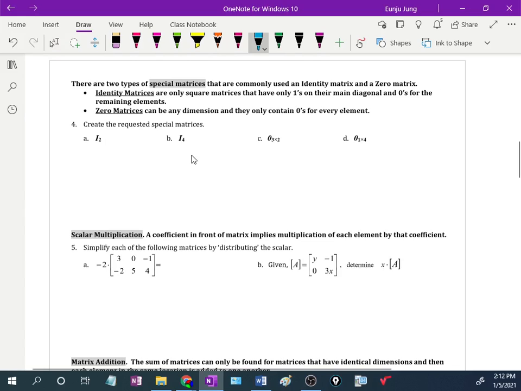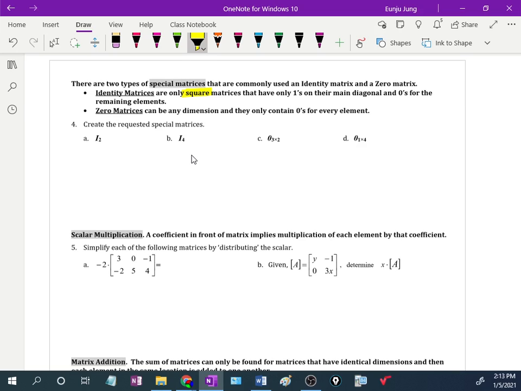Now let's talk about identity matrix and zero matrix, okay? There are two types of special matrices. That's identity matrix and zero matrix. And here's an important thing. Identity matrix must be a square matrix, okay? Not any rectangular. It must be a square matrix. What does that mean? Number of rows and number of columns are equal.